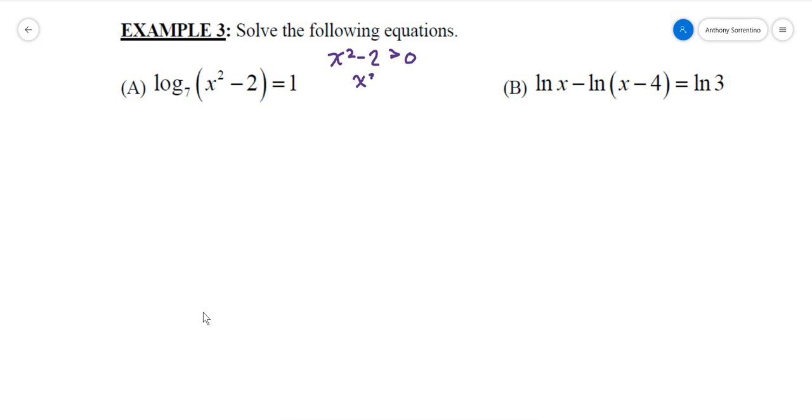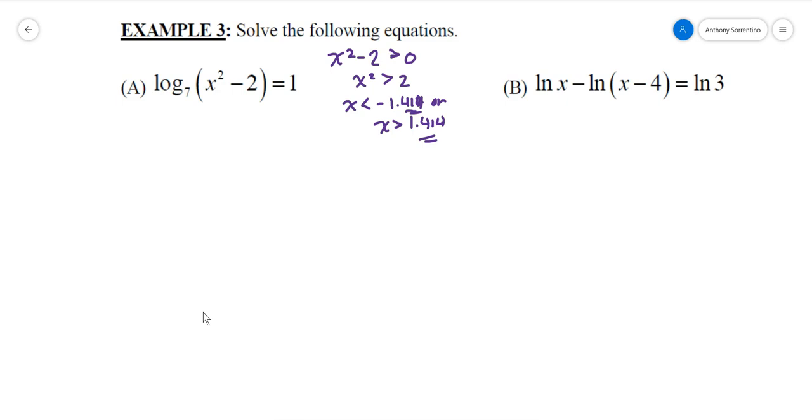which means that x squared has to be greater than 2, which means either x has to be less than negative 1.414 or so, or x has to be greater than positive 1.414. And this is approximately what the square root of 2 equals. So I have to keep that in mind.